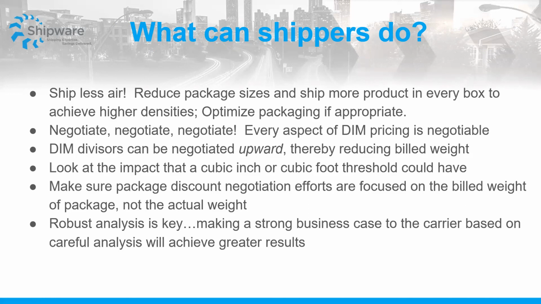Negotiate, negotiate, negotiate. Every aspect of DIM pricing that we've talked about today, DIM divisors, cubic inch thresholds, etc., can all be negotiated. DIM divisors can be negotiated upward, thereby reducing billable weight. The higher the DIM divisor, the lower the billable weight. Look at the impact that a cubic inch or a cubic foot threshold might have. Maybe your packages are all coming in just shy of 1 cubic foot, but they're all being dimmed. Put a cubic foot threshold in your contract that looks to dimensionalize packages that are only larger than a cubic foot and not less than a cubic foot.